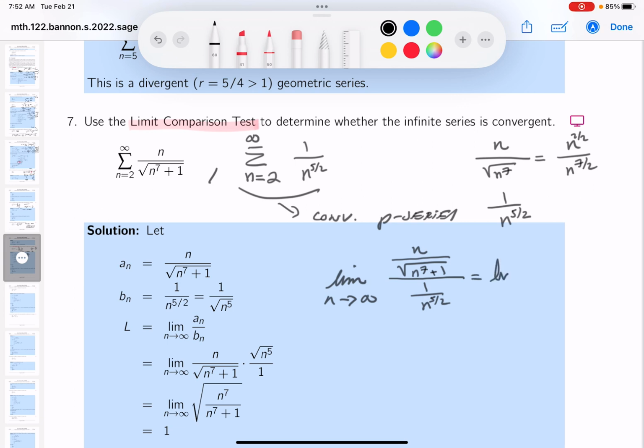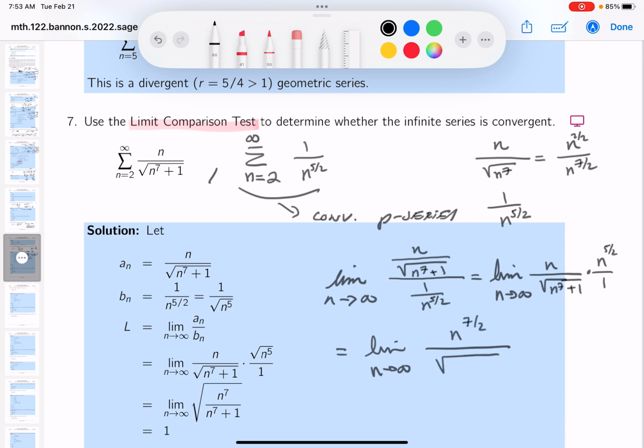Limit as n goes to infinity. And that's going to be n, and that's going to be root of n to the 7 plus 1, and that's going to be n to the 5 halves over 1. Let's keep writing it. Limit as n goes to infinity. Let's see, that's n to the 7 halves, right?